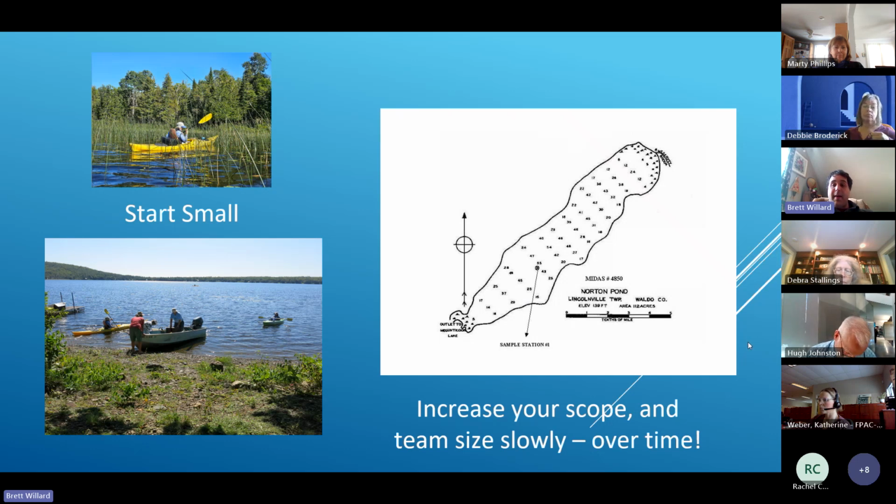We have maps on our resource website, lakesofmaine.org, and you can find maps that will show you the layout of the lake, and you can check out the depth. You can see where the littoral zones are, and that can help you get started too.